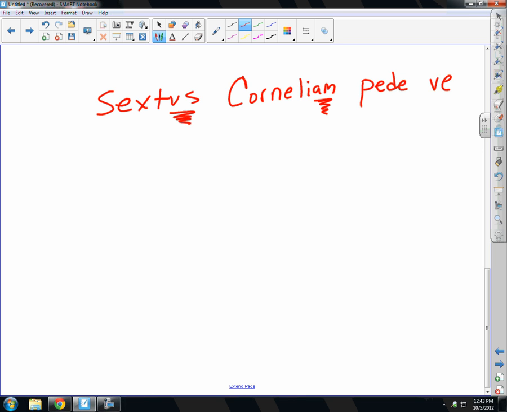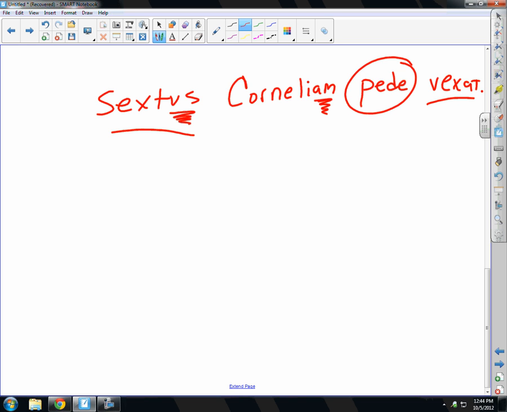And then my verb is vexat. That is an ablative of means. It tells me with what I accomplish this action, or in this case, with what Sextus accomplishes the action. Sextus is doer of annoy, so Sextus annoys. Who is he annoying? Cornelia. That's the direct object, answering the question who. With what is he annoying Cornelia? With what? Answering the question with what is going to tell me that it is an ablative of means. So Sextus annoys Cornelia with his foot.